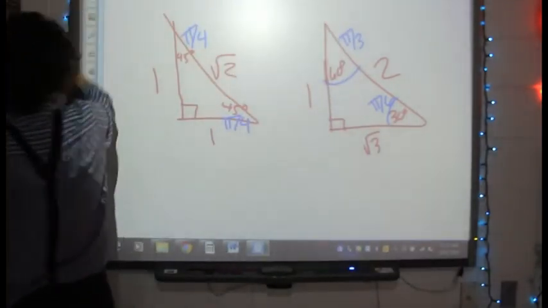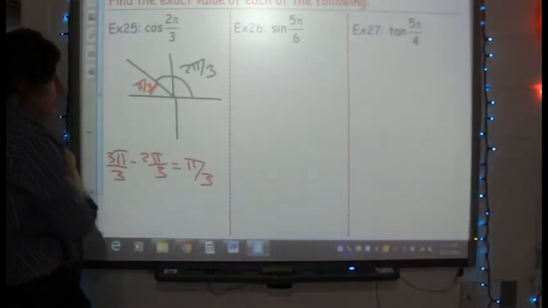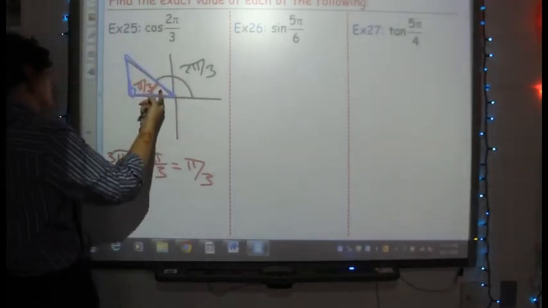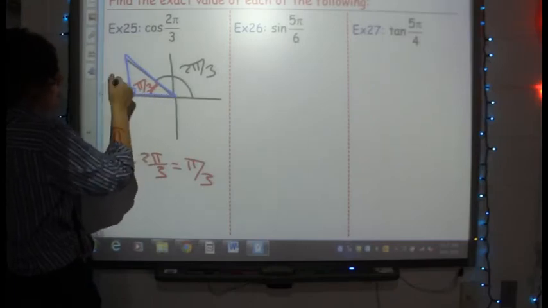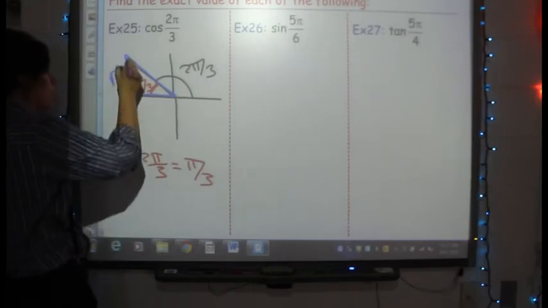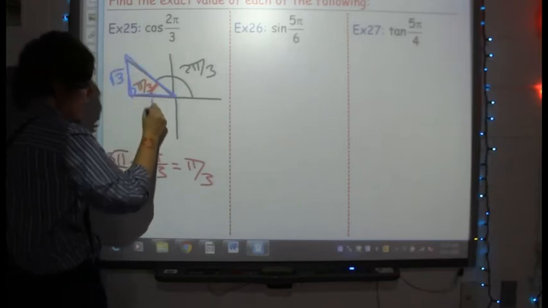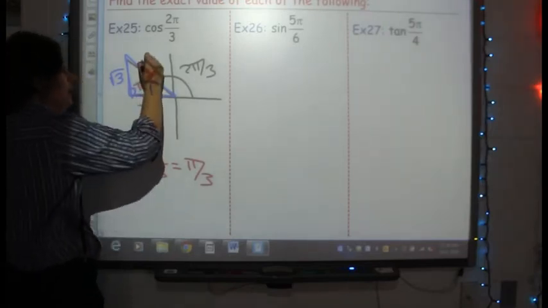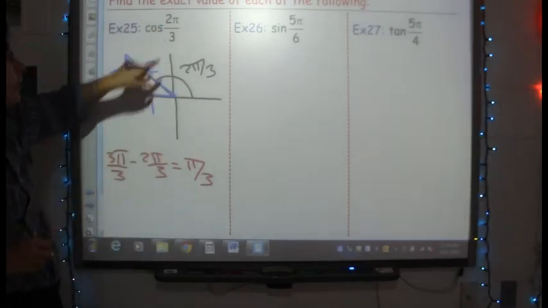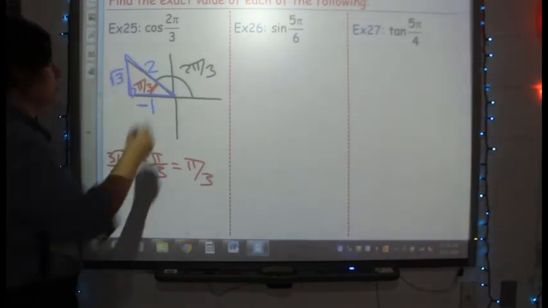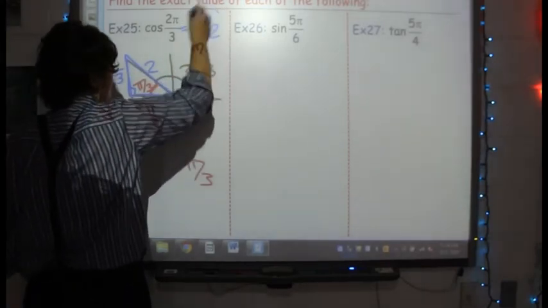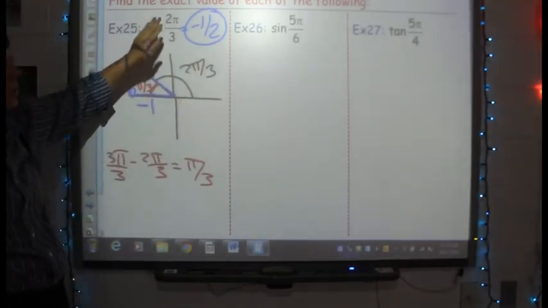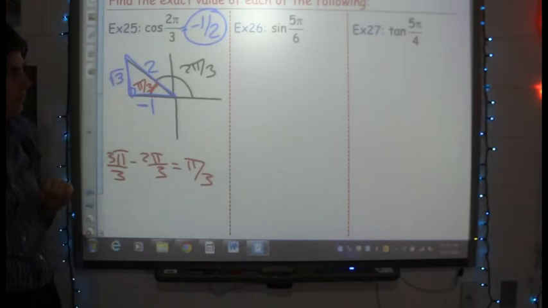So now going back to example number 25, the reference angle is pi over 3, which means I have a special right triangle. Pi over 3 is like 60 degrees, so across from that is my square root of 3. Across from pi over 6 is my 1. But I went to the left, so it's actually a negative 1 here. My hypotenuse is a 2. Since it's asking for cosine, I want the adjacent over the hypotenuse, so my answer is negative 1/2. Be sure to double check your signs. In the second quadrant, we knew cosine was going to be negative, so I know there's a negative there.